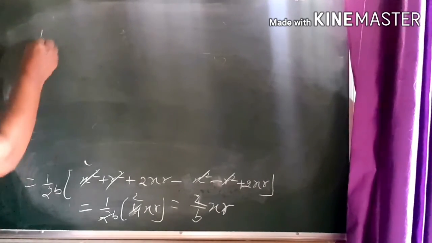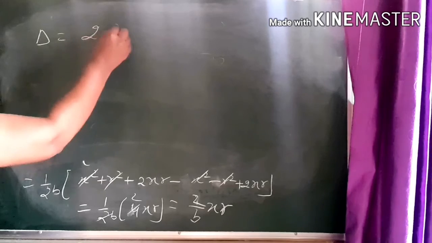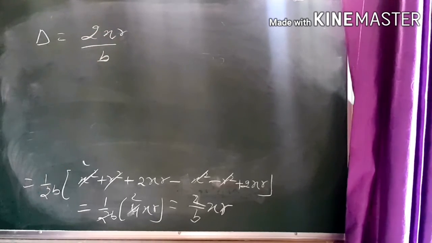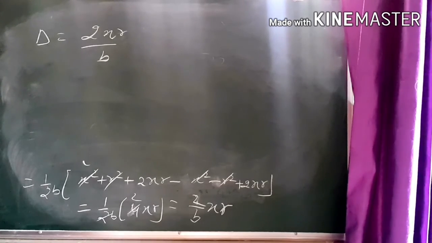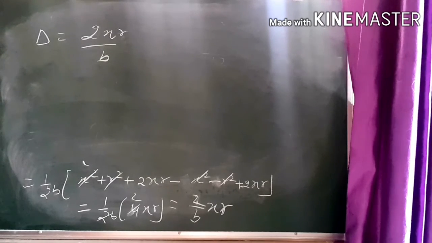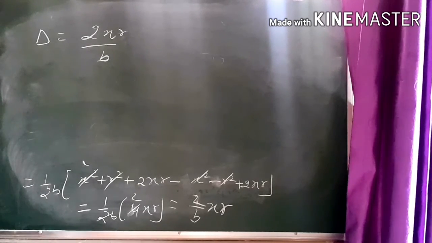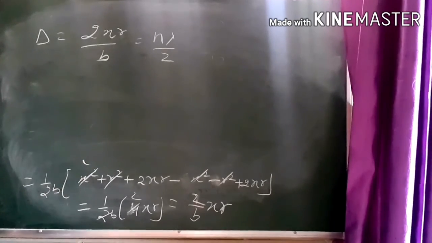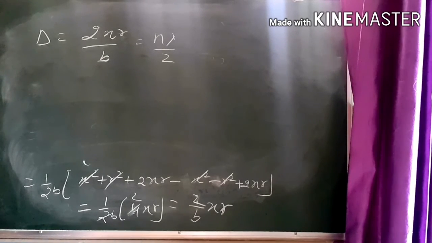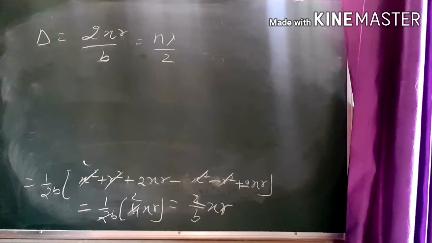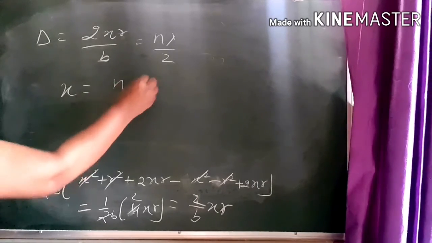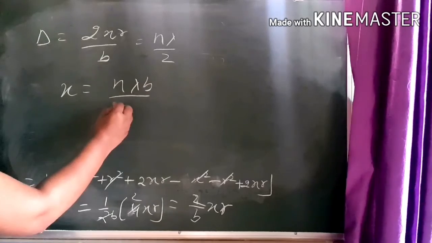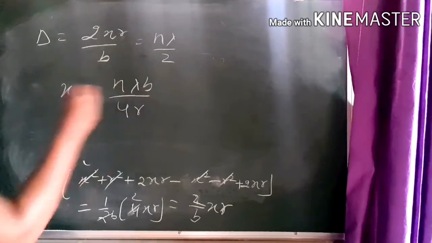Finally we have path difference is 2xr by b. This is the path difference between AP and BP. Now if there are n number of half period zones, then the path difference created by n half period zones will be n lambda by 2. So we have to find the value of x, which is equal to n lambda b by 4r.